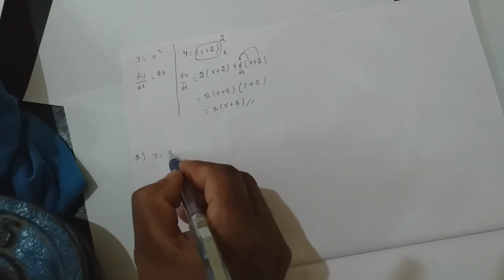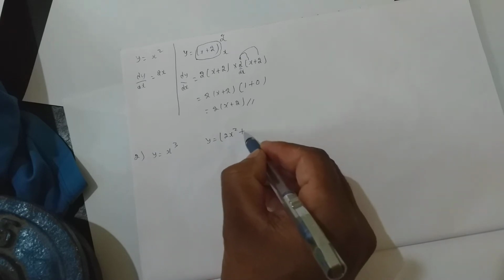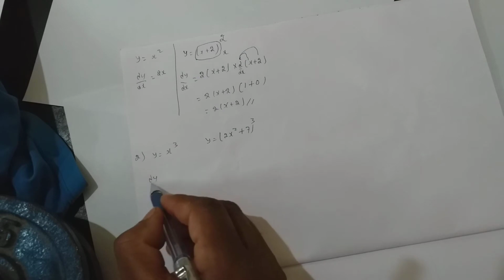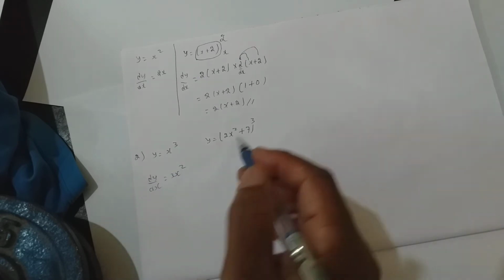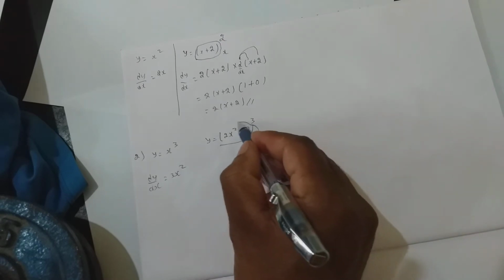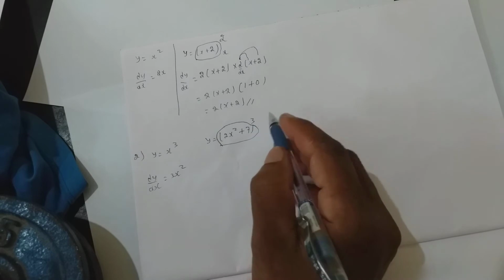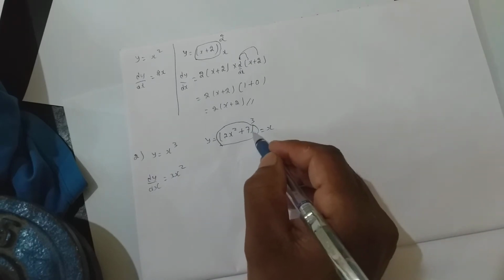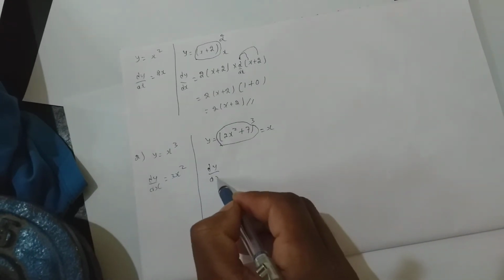When y equals x cube and y equals (2x square plus 7) whole cube, how much will dy by dx be in this case? It is 3x square. So whenever the entire term, or more than one term, has got a power, you will assume that entire thing to be x. And now it is of the form x cube, which will become 3x square.